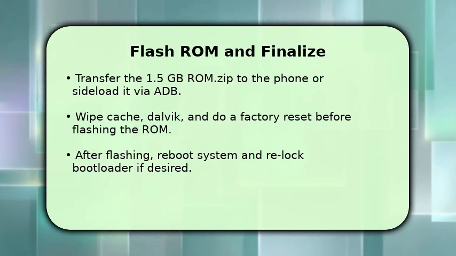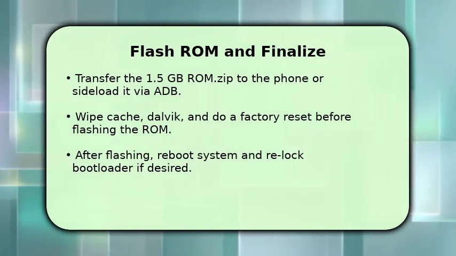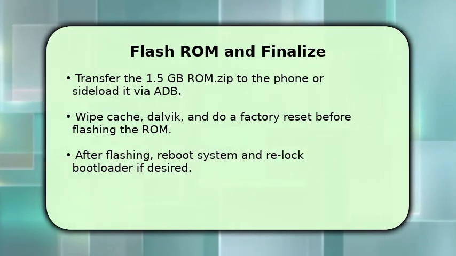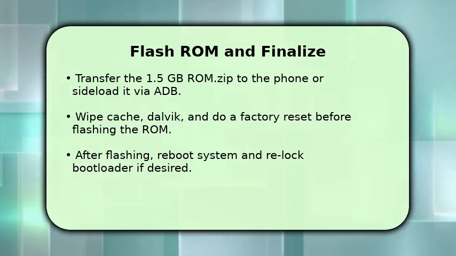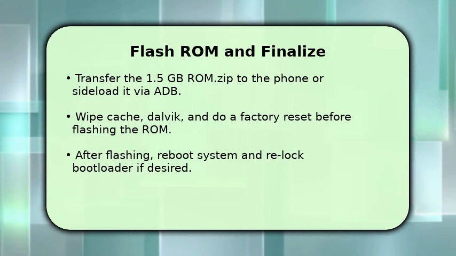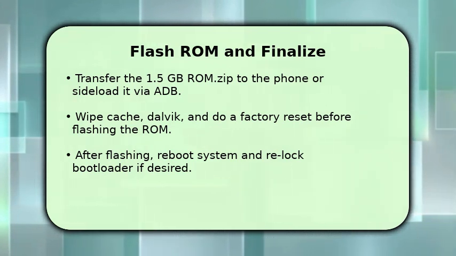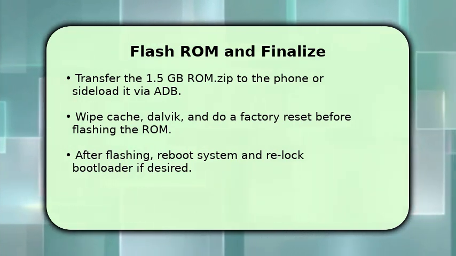Zip and any required vendor or GApps packages to the phone or prepare to sideload via ADB. In custom recovery, perform a full data wipe, cache wipe, and Dalvik cache wipe before flashing. Flash the ROM.zip and then flash any additional packages in the correct order.